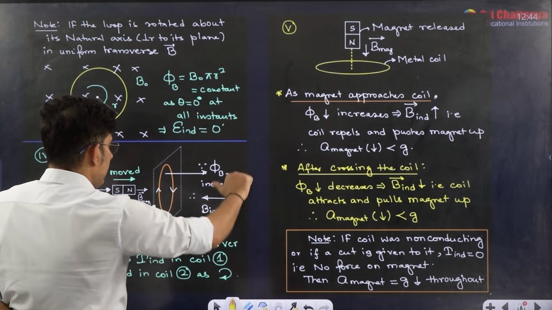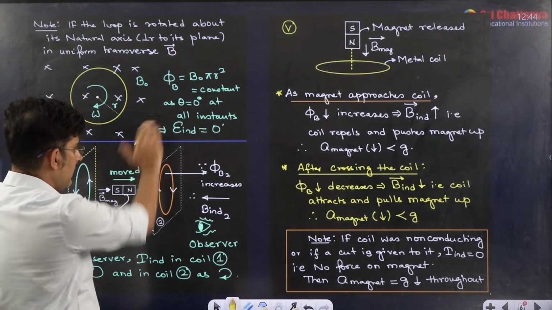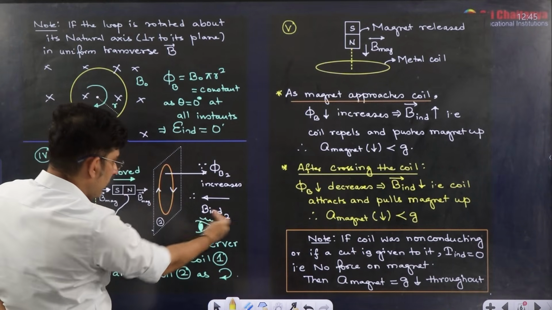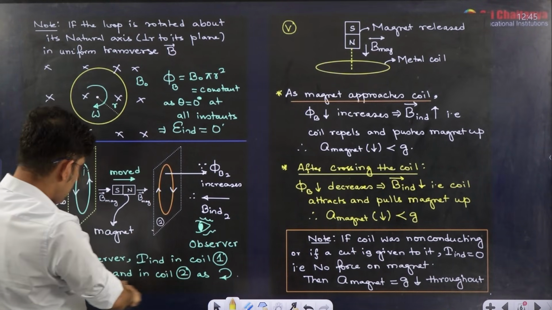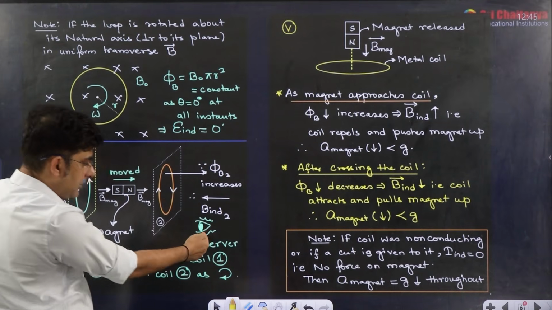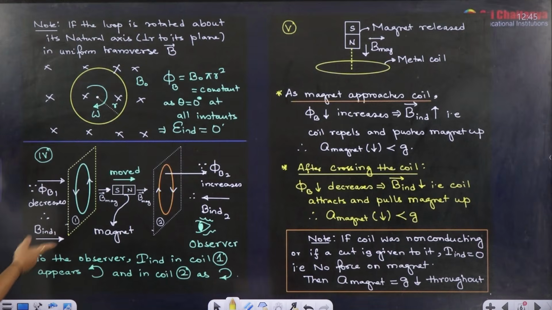If it is going left side, see left side. So how is the current induced? See the sense. If an observer is looking from here, he will see clockwise sense in coil 2. So I have shown here in coil 2, he will see. If an observer is here, he will see coil 2 clockwise. Now let's see this coil.